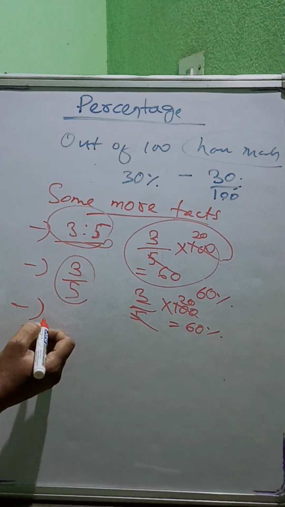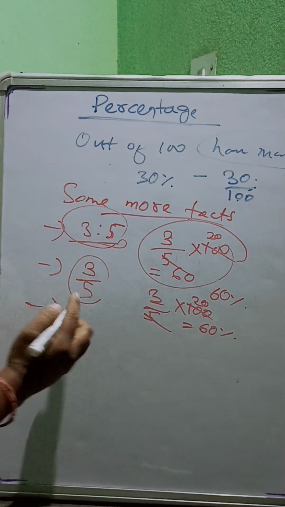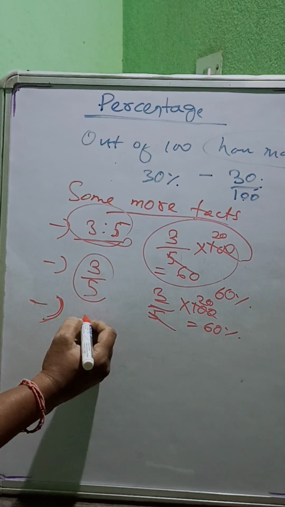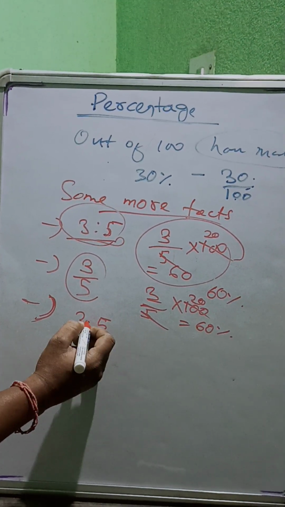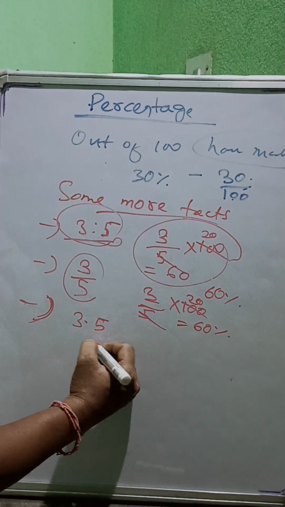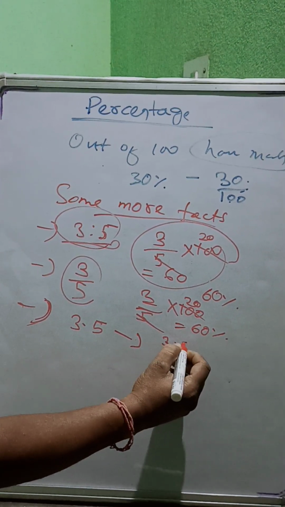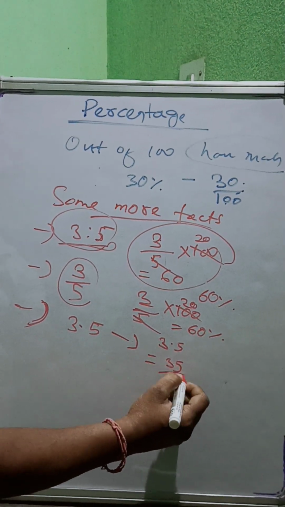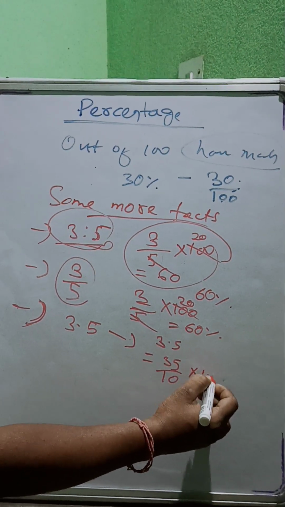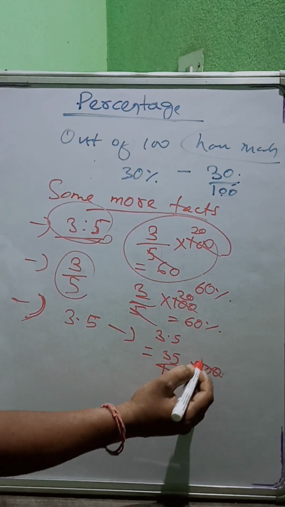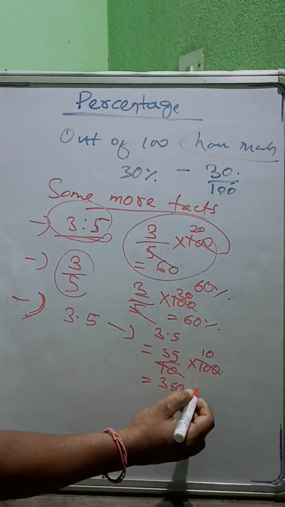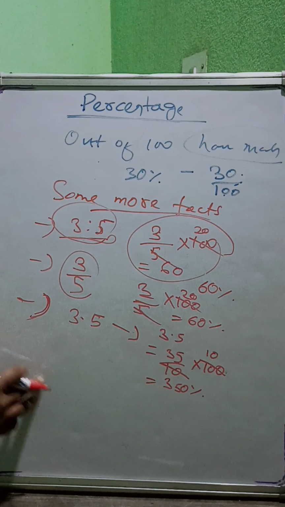Another form is if the number is in decimal form, how do you calculate the percentage? Let's see. 3.5. So convert it into a fraction. 3.5 equals 35 by 10. 35 by 10 into 100. So 10 cut down, 10 into 35, 350%.